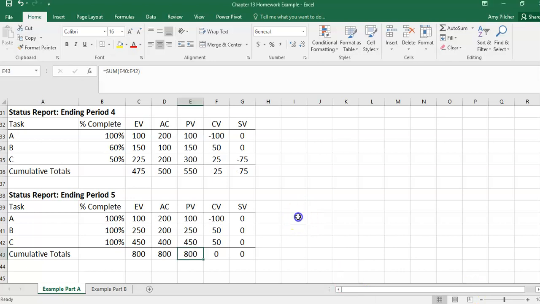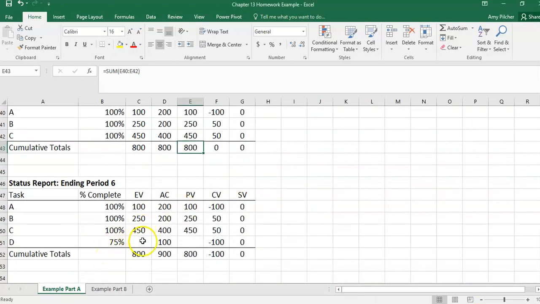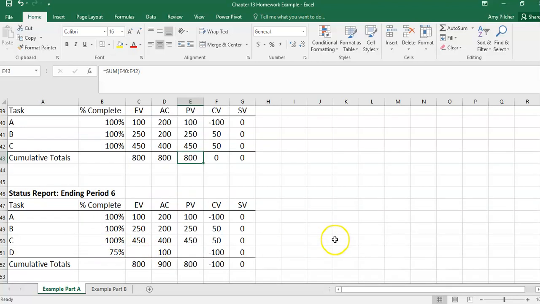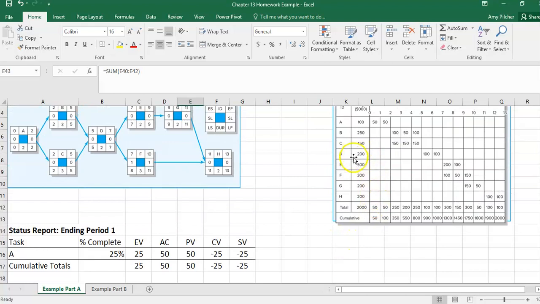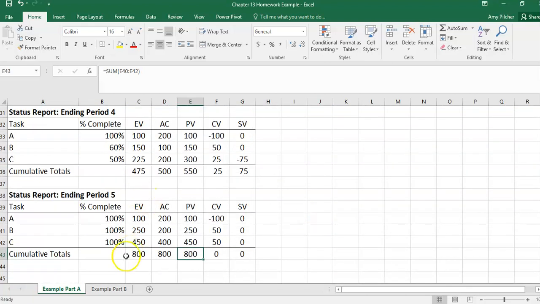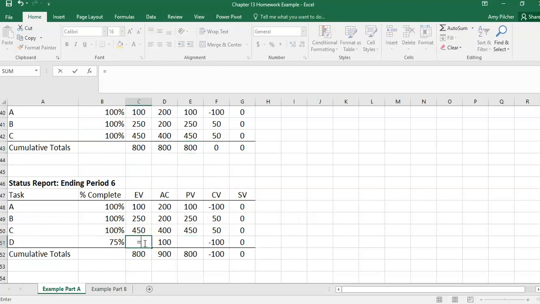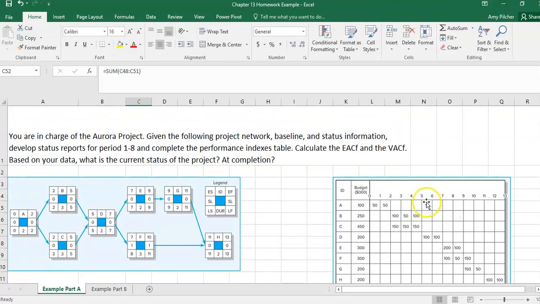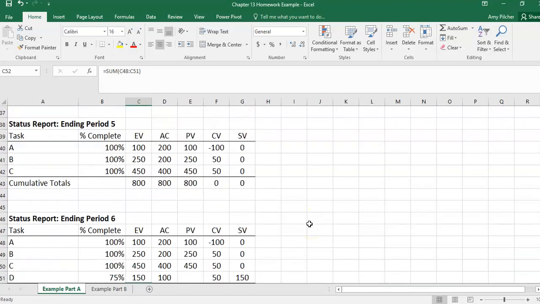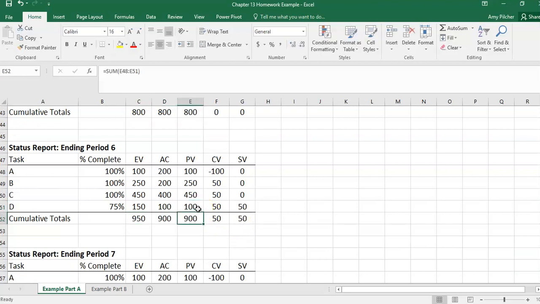When we move into period 6, we've started part D and we're 75% complete. The total amount for part D is 200. So we would take 200 times 75% complete. Our planned value for D at the end of period 6 is 100. So we're ahead of schedule at the end of period 6.